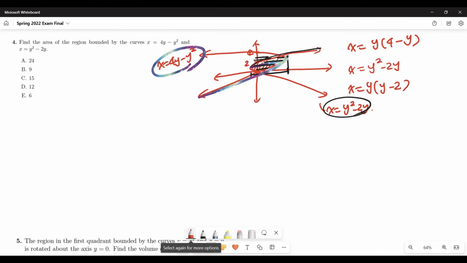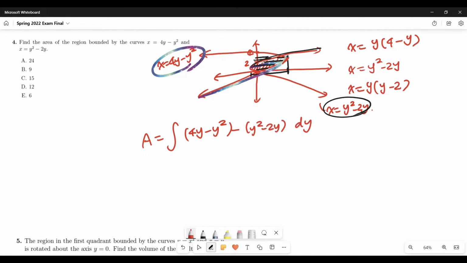So the area function is the farther one, which is further to the right, which is 4y minus y squared, minus the smaller one, which is y squared minus 2y, dy. And this is going from, we don't know yet, which is why we're going to find the intersection point. 4y minus y squared is equal to y squared minus 2y. These are equal to each other to find the intersection point.